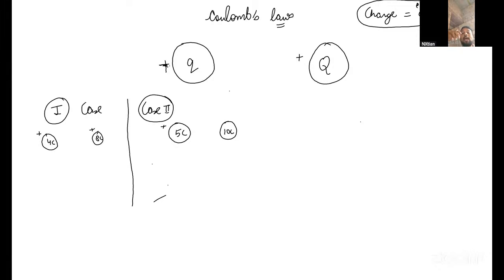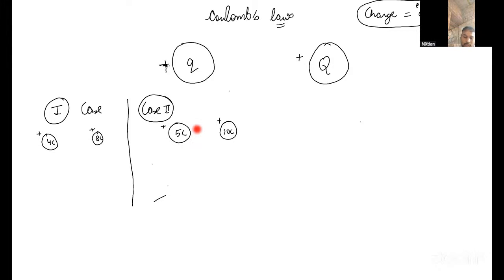Which one has more force of repulsion, the first case or the second case? Second case. Because force is directly proportional to the product of the charges, no? I will come to this, but I'm randomly asking. I'm not asking that force is directly proportional. I'm normally asking which one has more force of repulsion. For example, Agatha, can you tell me?